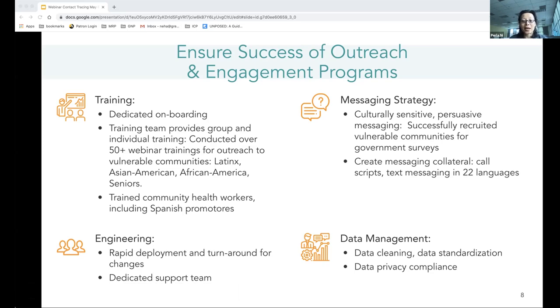And then lastly, data management. We are very familiar with the HIPAA issues around data management for public health and health issues, as well as we understand your need for data management, data standardization, and cleaning. So we are here to support all of these aspects of your contact tracing program. Next.